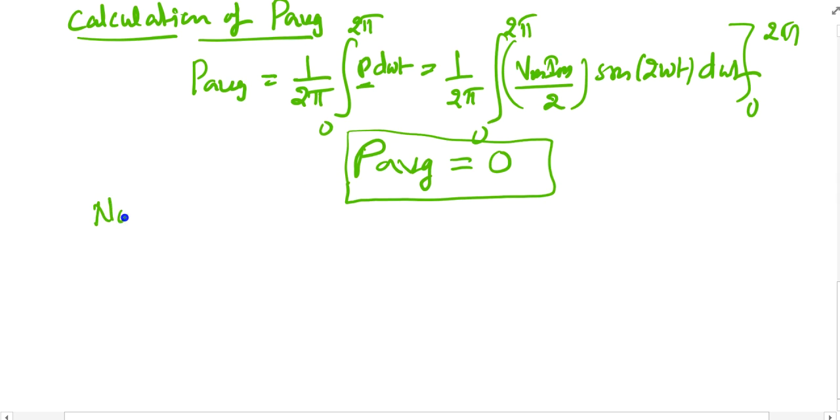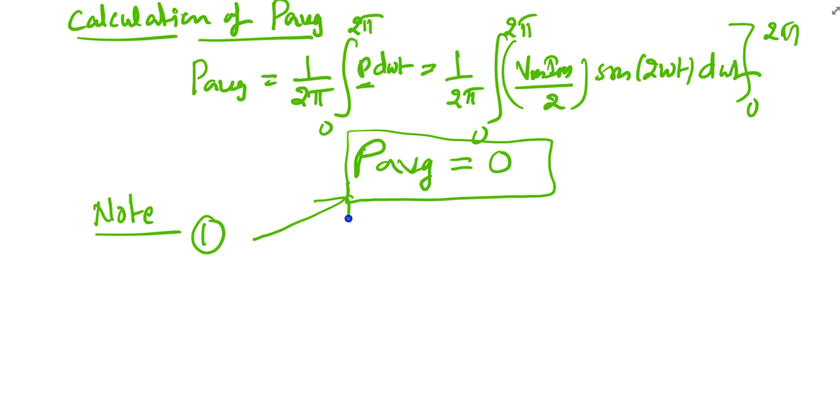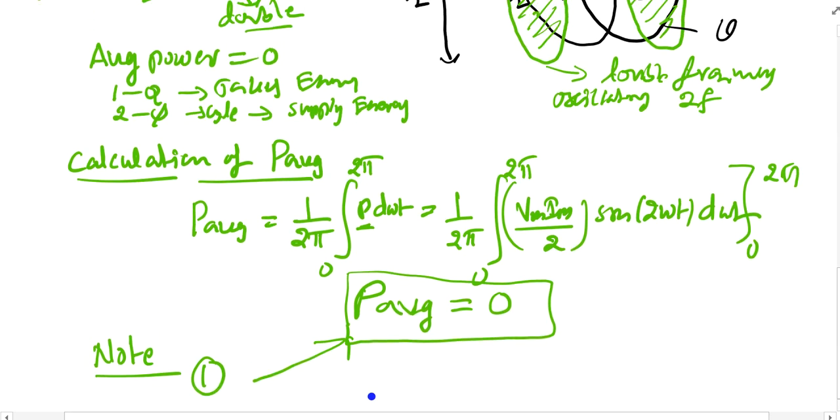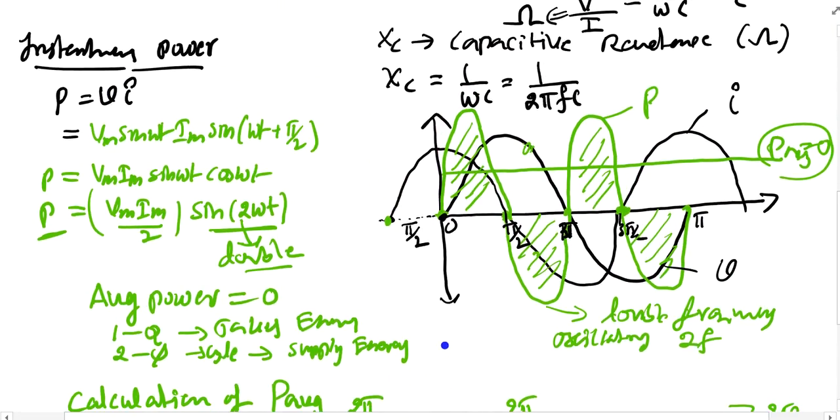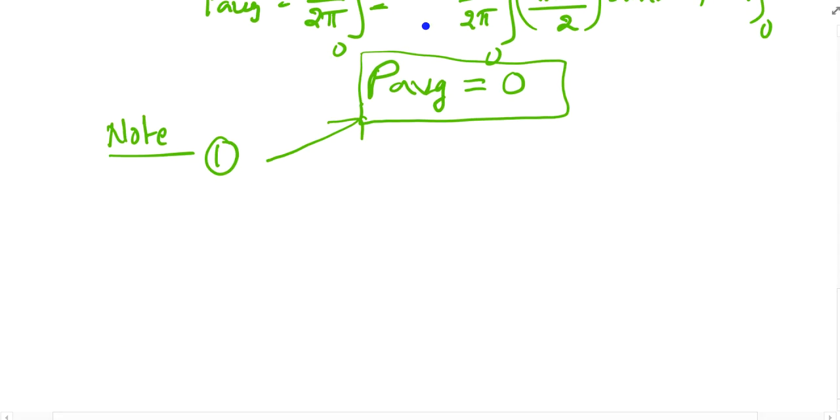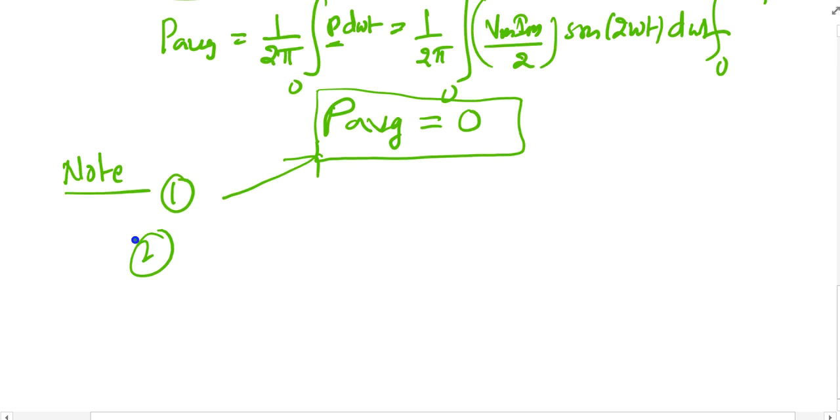You can note that the first point is that the average power is 0. The reason is that for the first quarter cycle it takes the energy, and for another quarter cycle it returns the energy, so the average power consumption by the capacitor is 0. That is one point. The other point I want to talk about, we'll come to after we see the phasor representation.